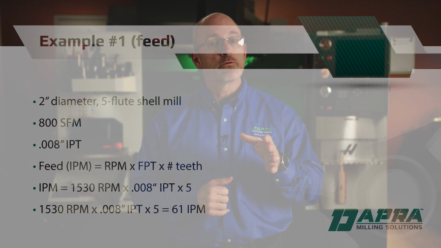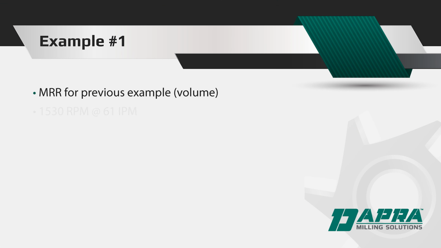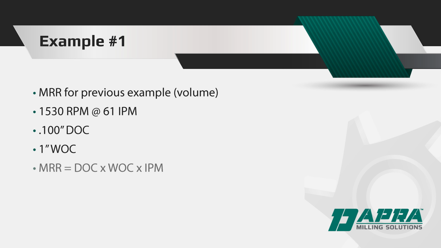minute. The metal removal rate for that example, in other words, the volume of material removed per minute. We had 1,530 RPM at 61 inches per minute. Let's assume the depth of cut is 100 thousandths and we have a 1-inch width of cut. So the metal removal rate is depth of cut times width of cut times inches per minute.